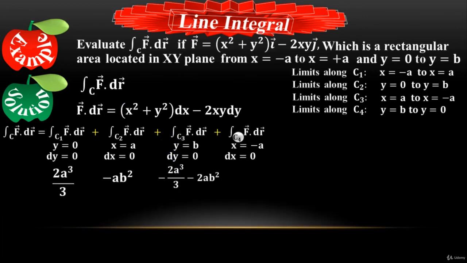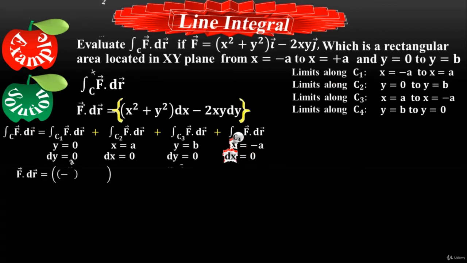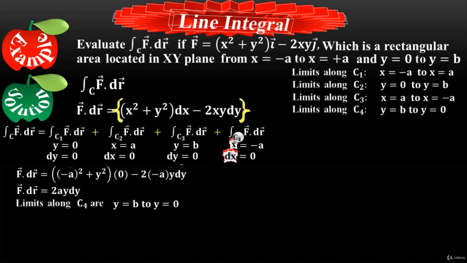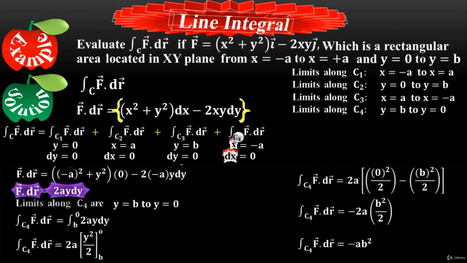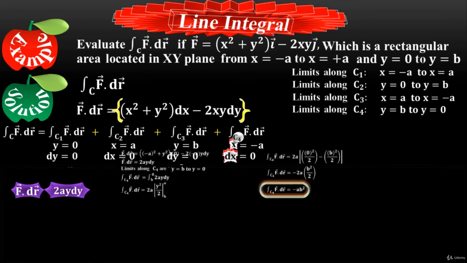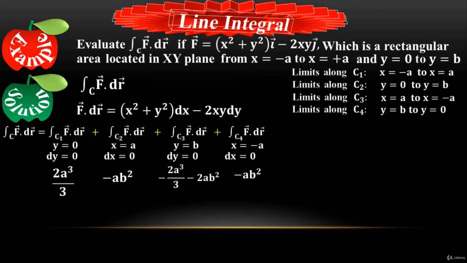Now take C4, where x equals minus a and dx equals 0. Just substitute x equals minus a and dx equals 0 in this equation to have minus 2ay dy. Limits along C4 are y equals b to y equals 0. Take integration on both sides. The integration of this term is actually the integral over C4. And also take integration on the right side with the limits y equals b to y equals 0. Take the integration of 2ay with respect to y to have 2a times y squared over 2. Distribute the limits to finally have minus a times b squared. This is the final value of C4. Just put this value under C4 here: minus a times b squared.